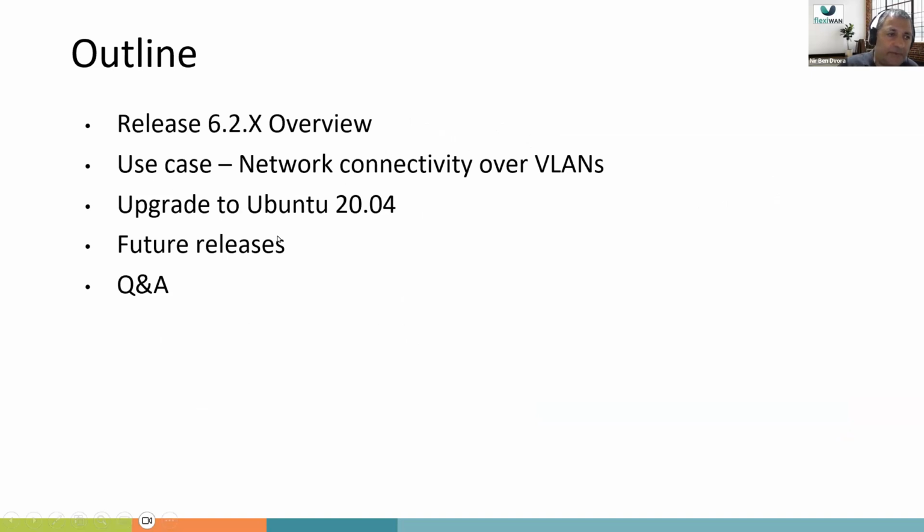Okay, so what we will cover today is first some overview about release 6.2x. Ivo will show a use case for network connectivity using VLANs, which is new in 6.2. Also, we will show how to upgrade devices to Ubuntu 20.04. Then we'll talk a bit about what is planned for future releases and leave some room for Q&A. So feel free to ask questions in the Q&A.